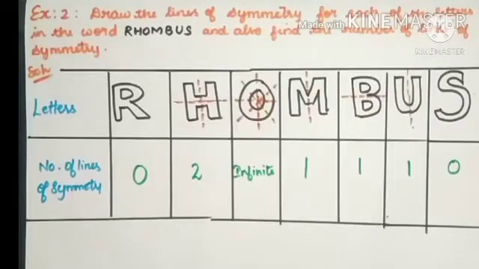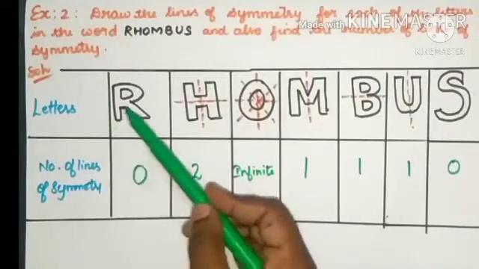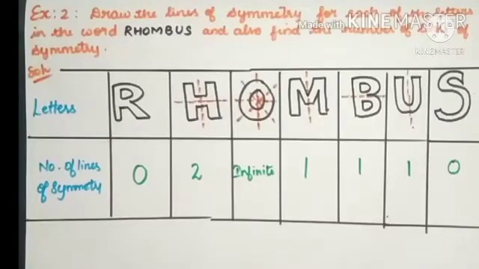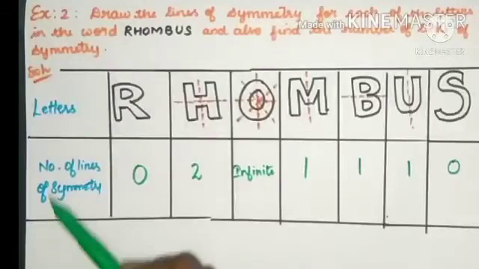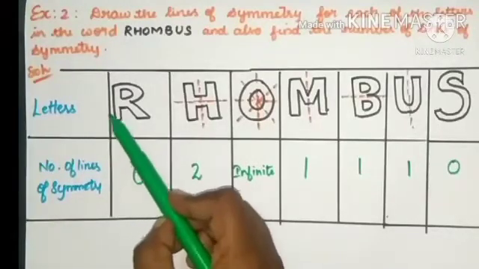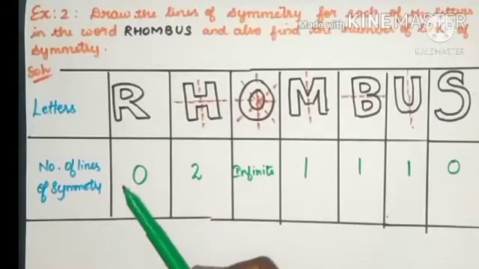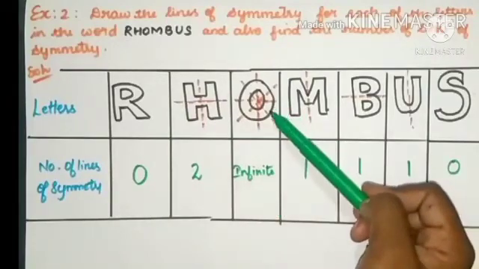Students, listen carefully. The number of lines of symmetry for the letter R is 0 because it does not divide into two equal parts. A line of symmetry divides the figure into two equal halves, so that each half exactly coincides with the other. The letter R is not divided into two equal parts, so the number of lines of symmetry is 0. And for the letter H, two lines of symmetry.